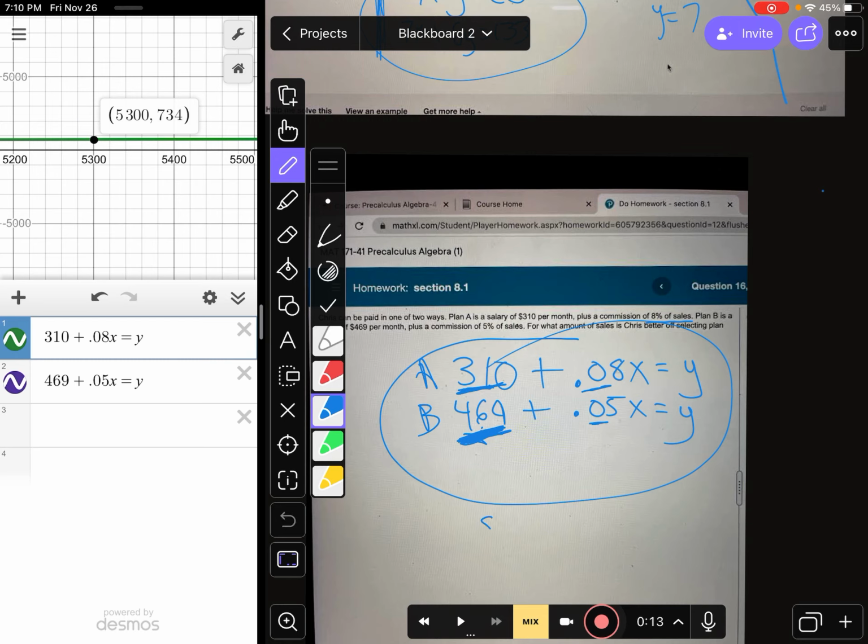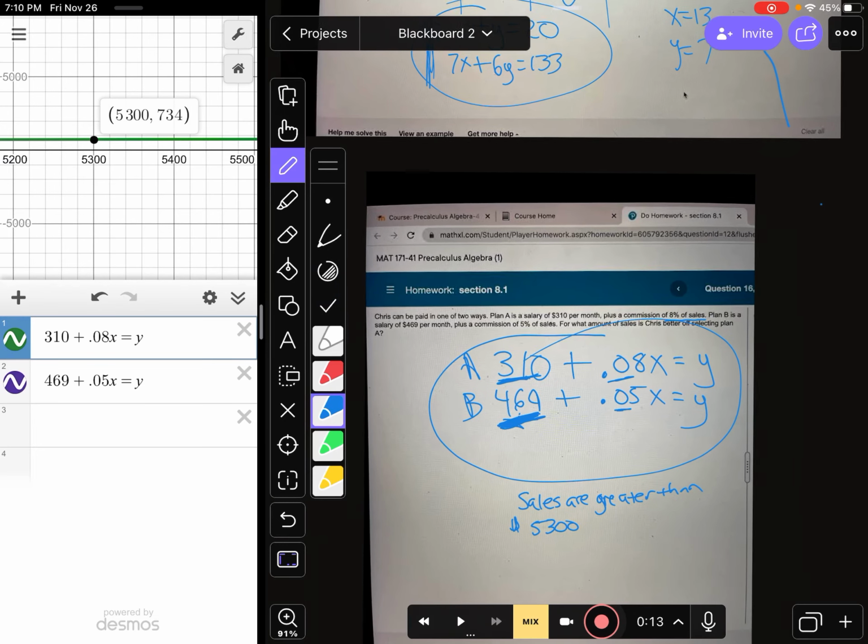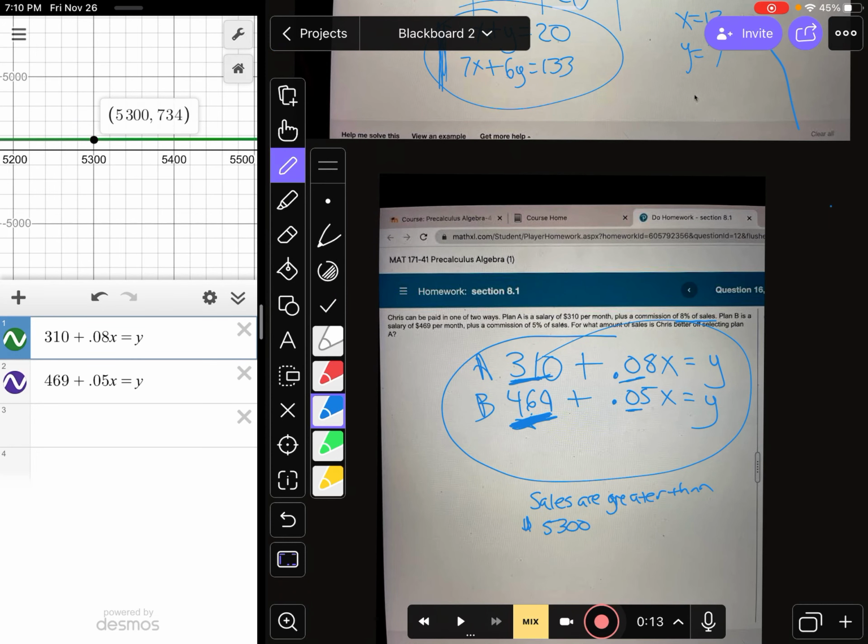When cells are greater than 5,300, that's going to be your answer. When cells are greater than 5,300, plan A will be better than plan B. And that's found at your point of intersection.